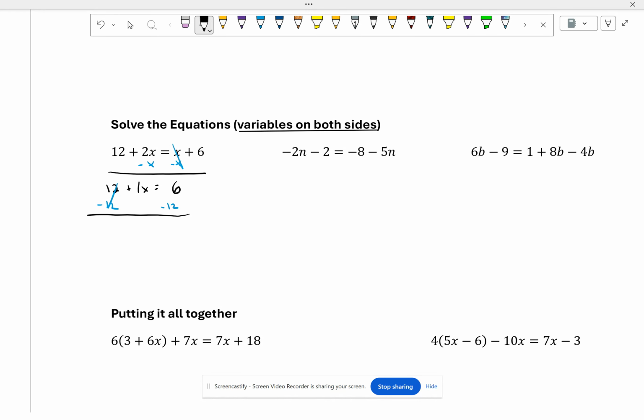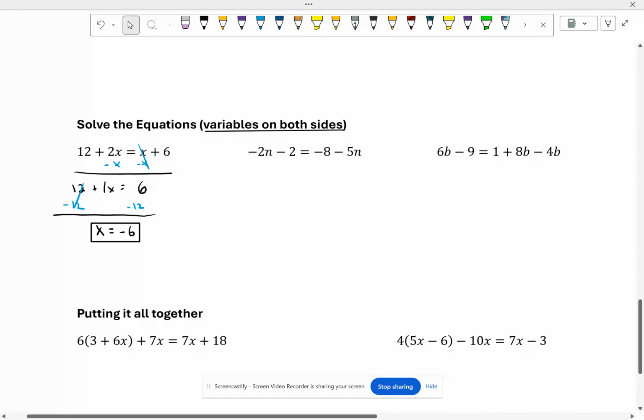Now I'm going to bring down the 1x. But remember, 1 times anything is just that number. So I don't even need to bring down the 1. I can just call this x. And 6 minus 12 is negative 6. Okay? And that's it.